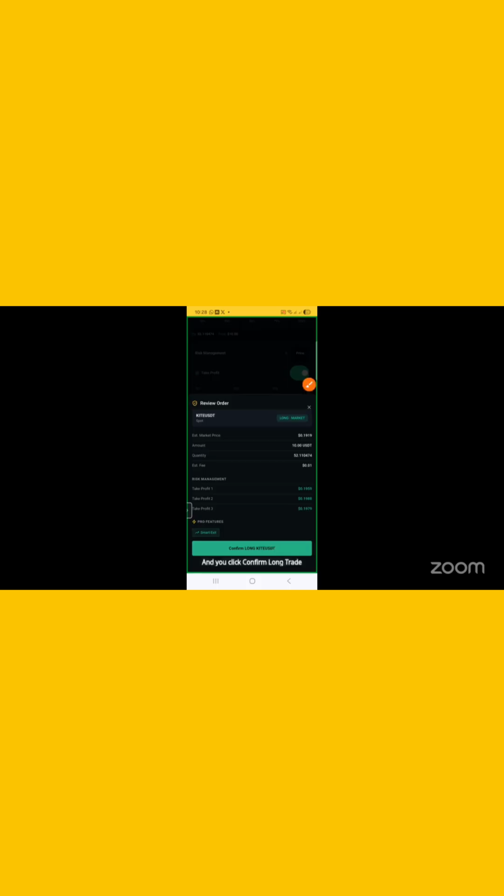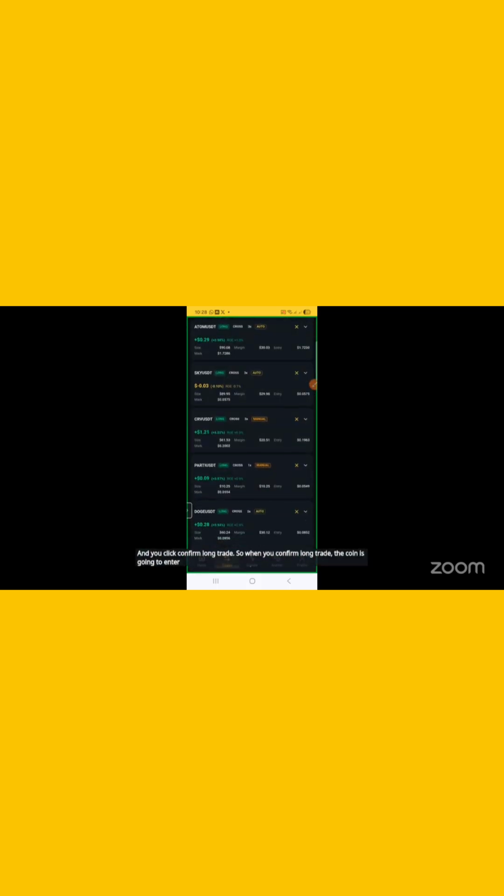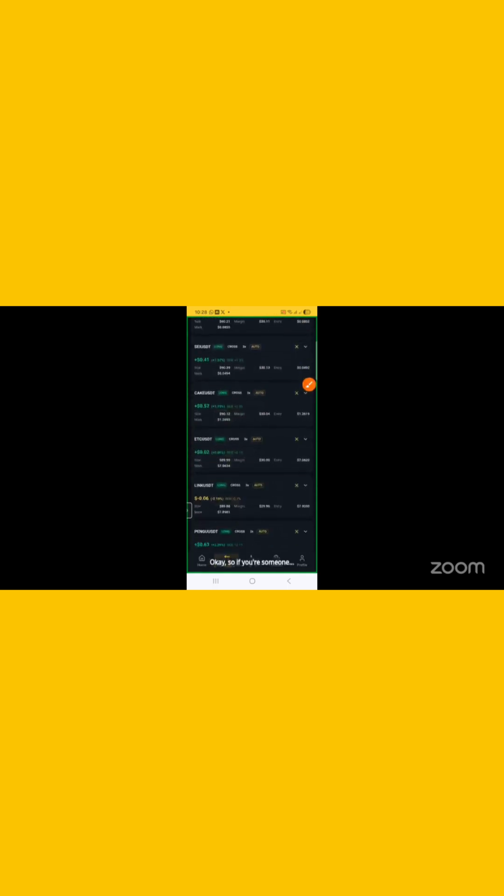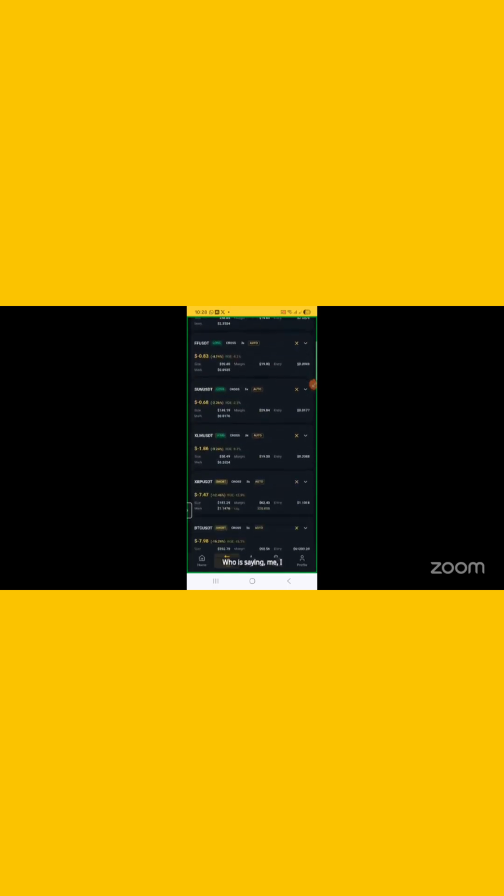When you click on place long trade, everything will be given, and you just click confirm long trade. When you confirm, the coin is going to enter as a manual trade. This one where you see manual. These are manual trades. This is how you enter a coin. It's going to enter as a manual spot trade. So if you want to enter some manual trades, you can also do that.